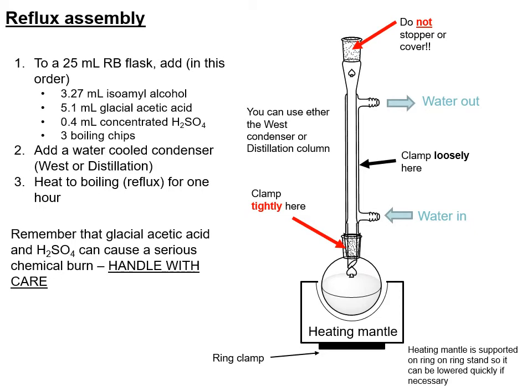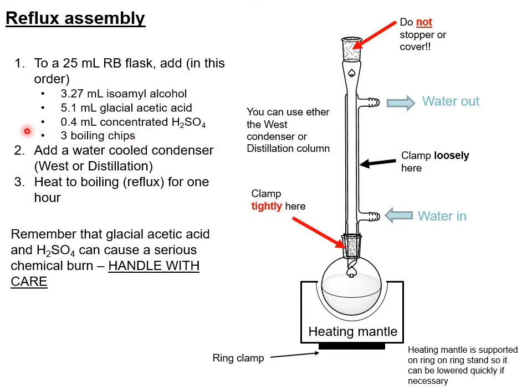So this is basically how the procedure would be followed. You would have a 25 milliliter round bottom flask, and in this flask you would add 3.27 milliliters of your alcohol, 5.21 milliliters of glacial acetic acid. This means that it's a very strong acetic acid, right? It means very little water in it. You add your 0.4 milliliters of concentrated sulfuric acid. Very dangerous, right? So you would have to keep this in mind. And 3 boiling chips, as you always do when you're boiling things.